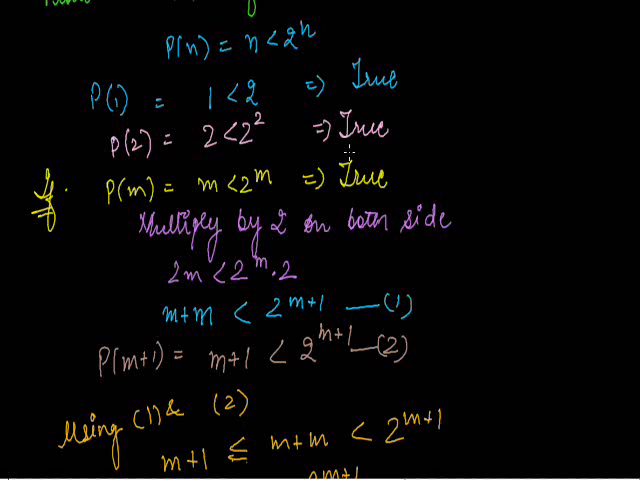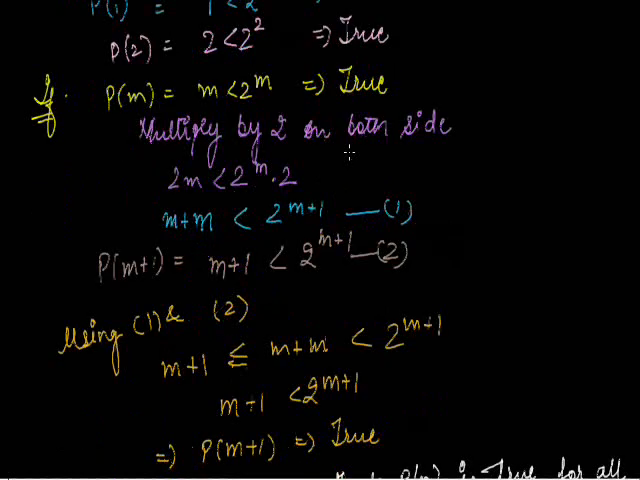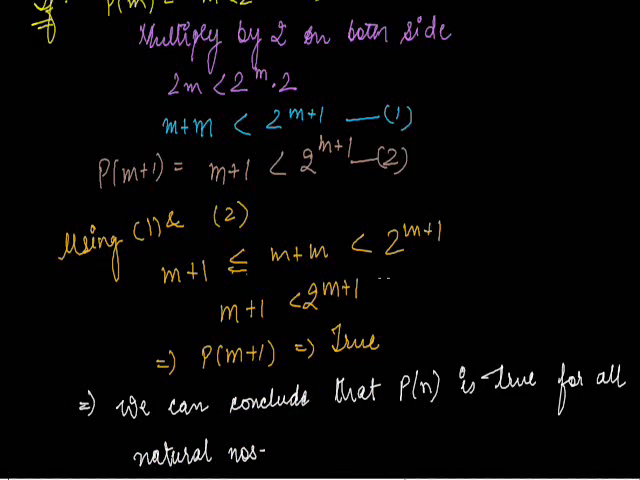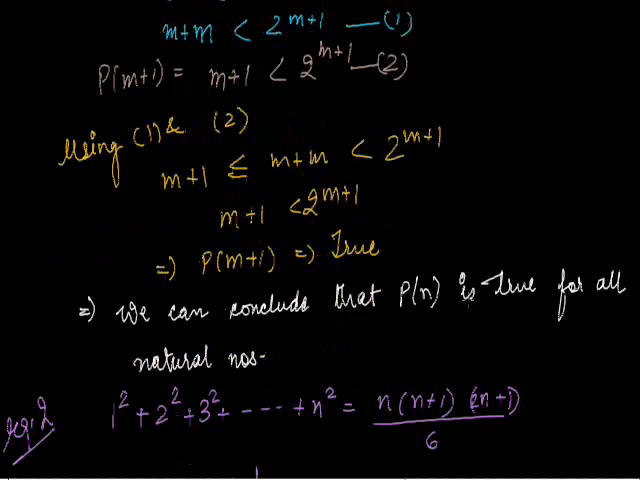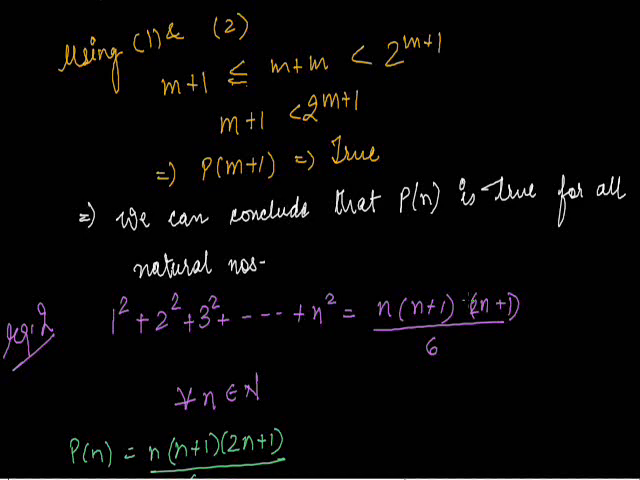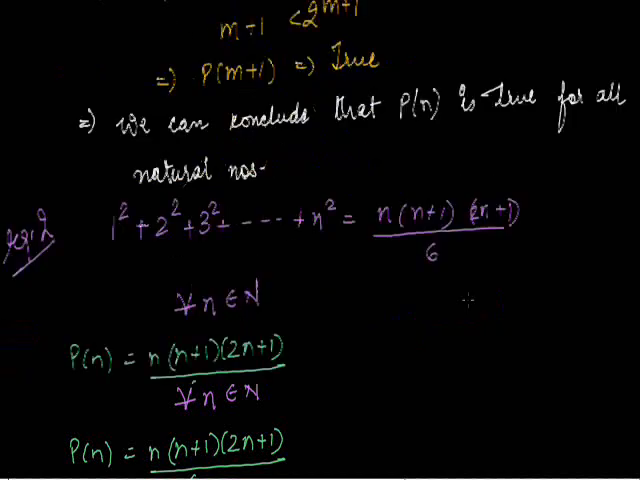2m can be further split into two values, that is m+m is less than 2 power m+1. Now m+m will be obviously greater than or equal to m+1. So using the first and second inequalities, we can see m+1 is less than or equal to m+m, and that is less than 2 power m+1. So using this combined inequality, we can see m+1 is less than 2 power m+1. So P of m+1 is true. From that we can conclude that it will be true for P of n for all natural numbers.